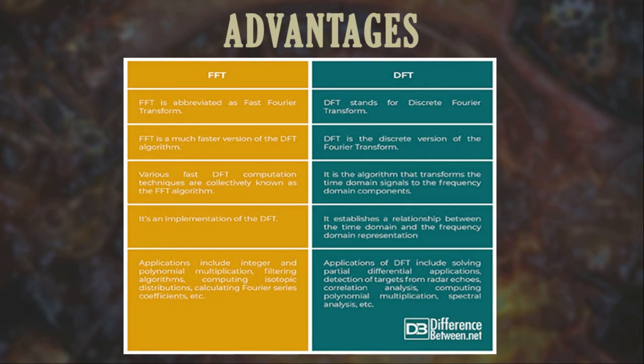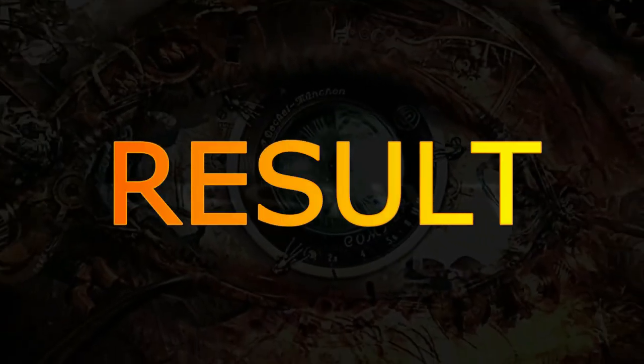While DFT stands for discrete Fourier transform. DFT is the discrete version of the Fourier transform. It is the algorithm that transforms the time domain signal into frequency domain components. It establishes a relationship between the time domain and the frequency domain representation. Applications of DFT include solving partial differential equations, detection of targets from radar echoes data, correlation and analysis, computing polynomial multiplication, etc. Now let's see some examples of DCT and DFT.